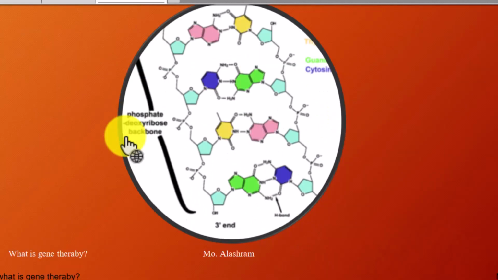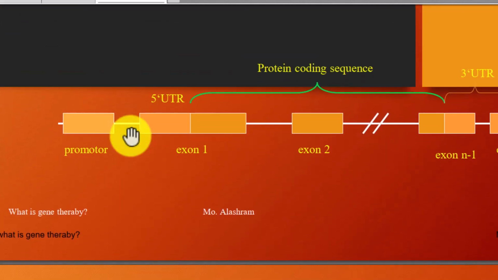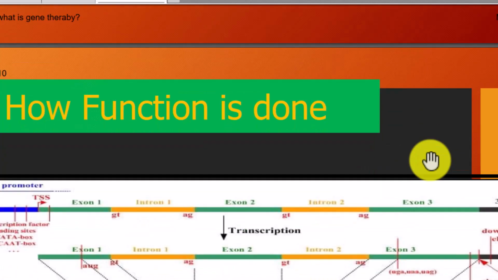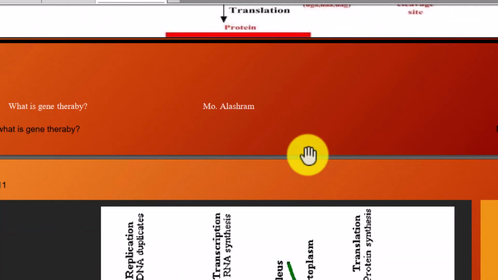Gene structure. We find the gene formed from a promoter, exon 1, exon 2. How function is achieved: transcription, splicing, and translation. We get the protein.